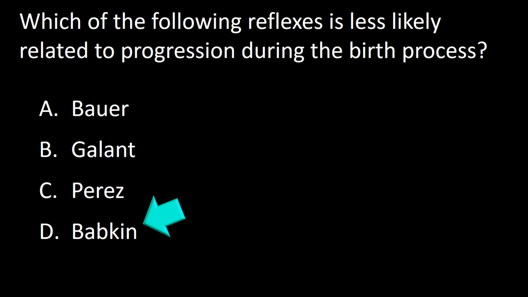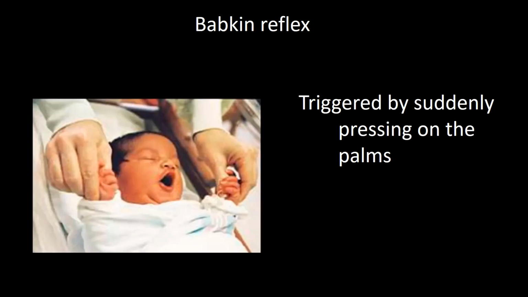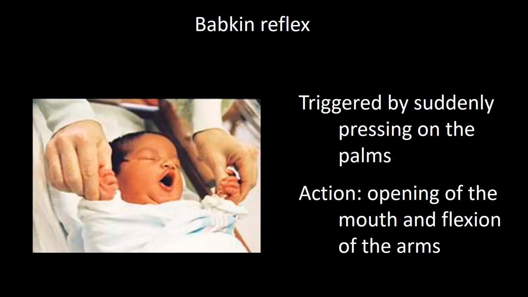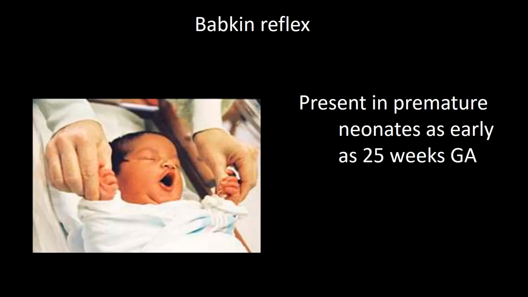The last reflex listed in this question was the Batkin reflex. This reflex is triggered by suddenly pressing on the palms, as you can see in this frame. This action elicits opening of the mouth and flexion of the arms. This reflex is present in neonates as early as 25 weeks, and it is gone by 5 months. At this time, it becomes integrated with eye, hand, mouth volitional activity.